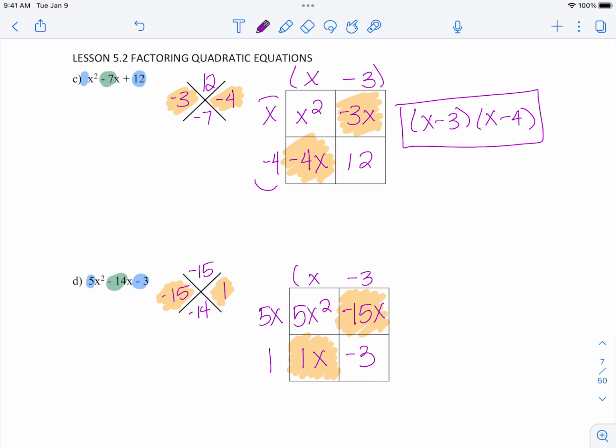So now we can put our parentheses here. We can add our plus sign, and our factors are x minus 3 times 5x plus 1.